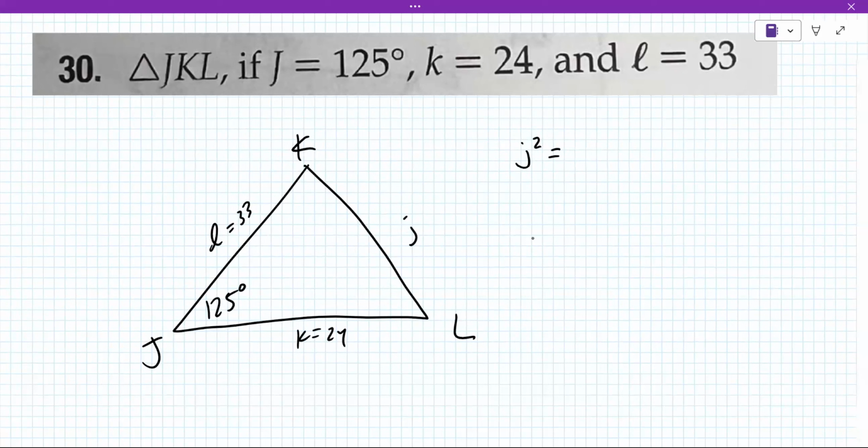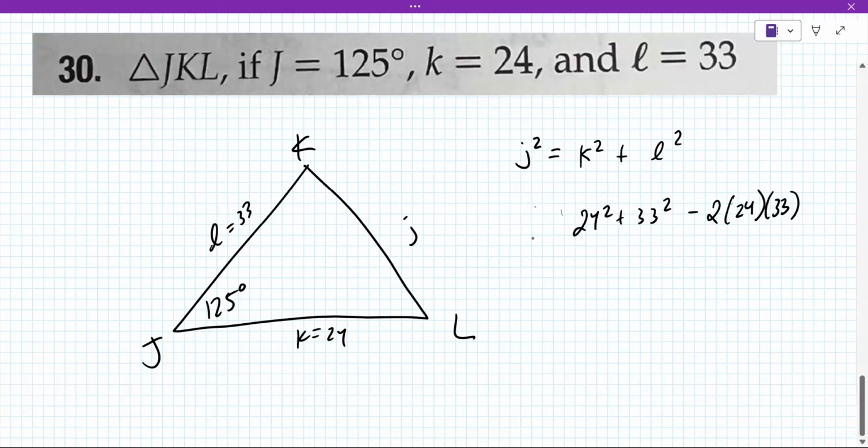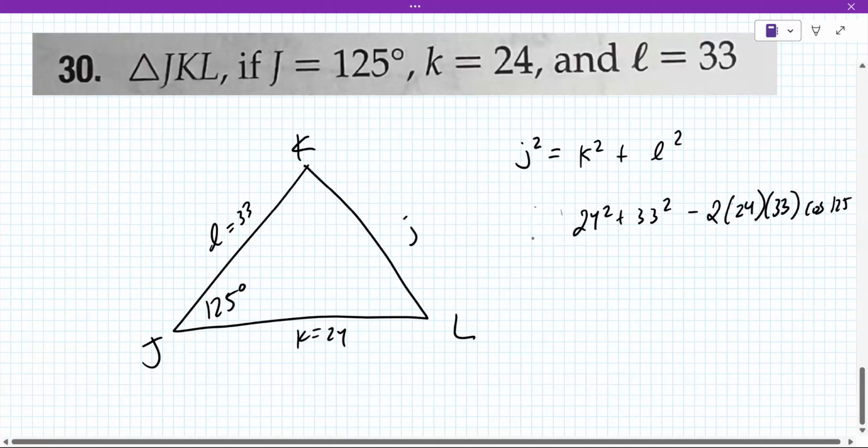So it would be the square root of... It's always the other two letters squared. Yeah, so 24 squared, right, and then 33 squared. Good. And then minus 2 times 24 times 33, and then times cosine of 125. Yes. And so give this a try.